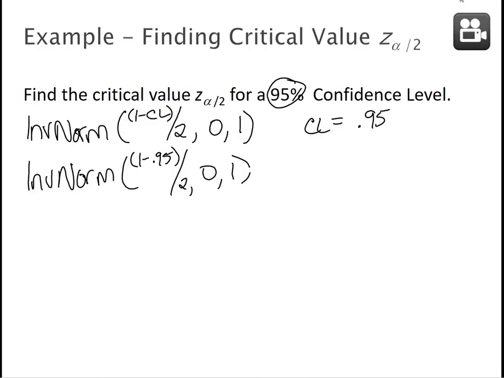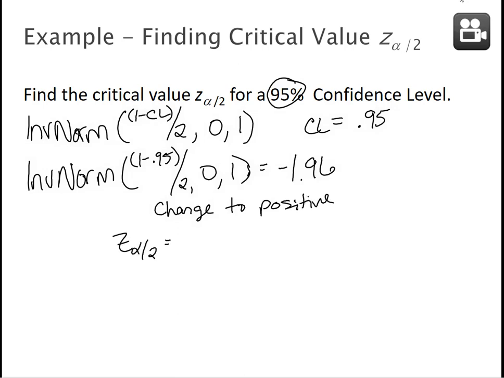All right, so when I ran my inverse norm function, I got negative 1.96, but remember I have to change to a positive. So my z alpha over 2 is going to be 1.96. All right, let's go to the next example.